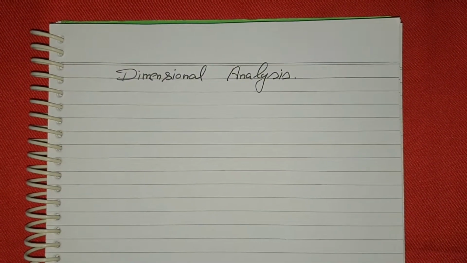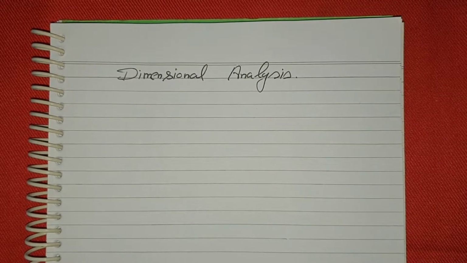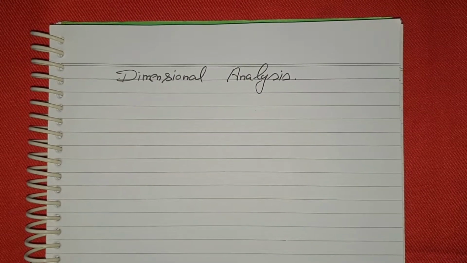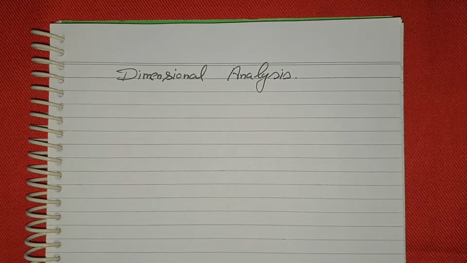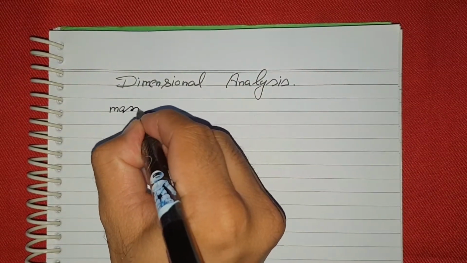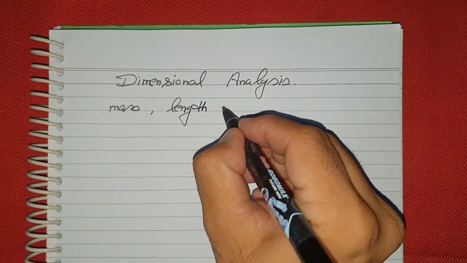Okay, in this video we will be discussing dimensional analysis. Now, the dimension of a physical quantity. We know that the derived units of all physical quantities can be obtained from the fundamental quantities of mass, length and time.